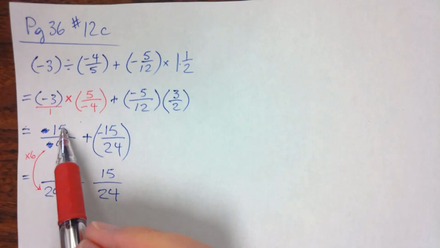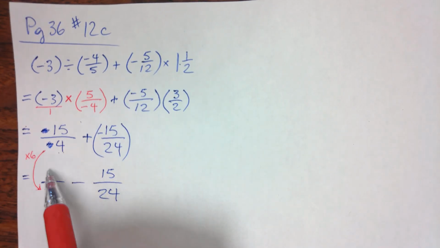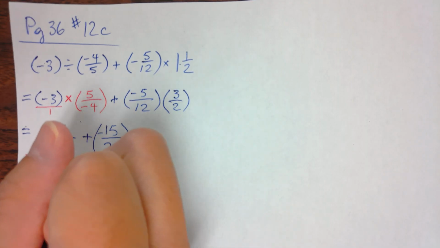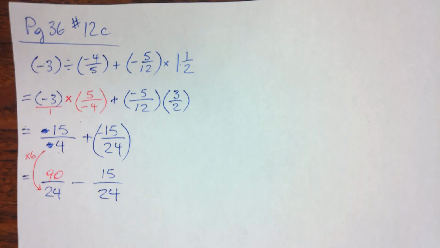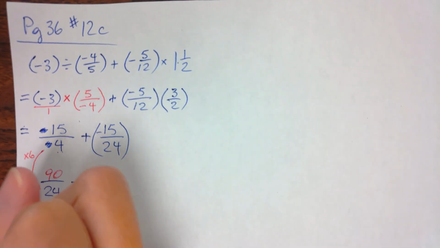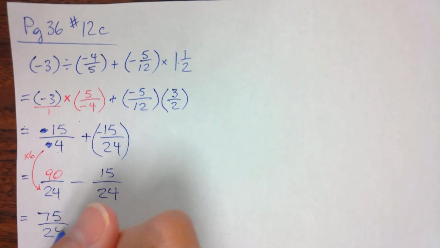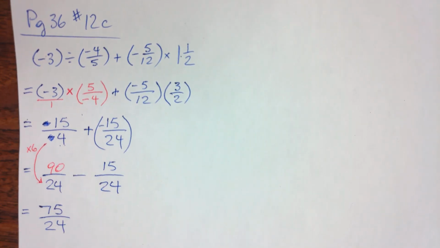So I have to do the same thing. 15 times 6, which gives me 90. Yeah, 90. Okay. Subtract it. I get 75 over 24. Is this a good final answer?